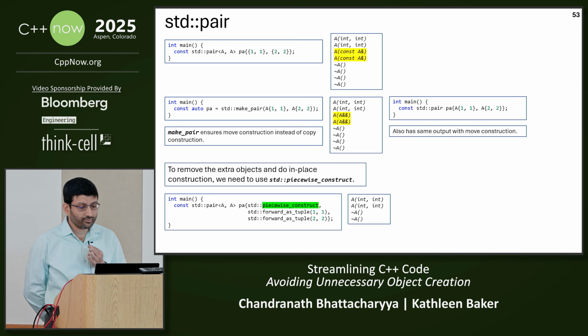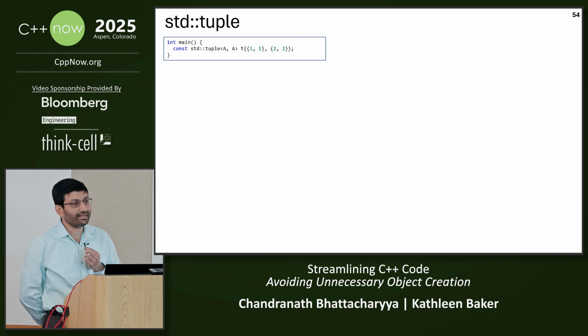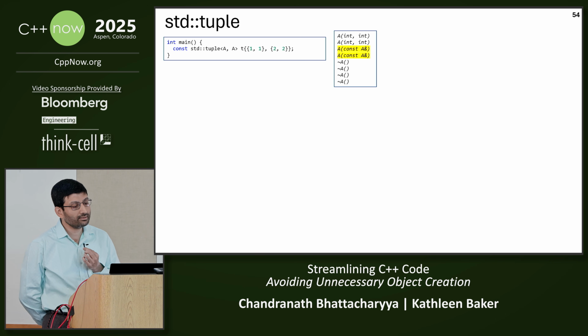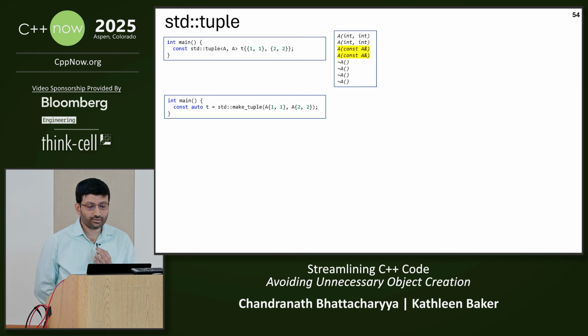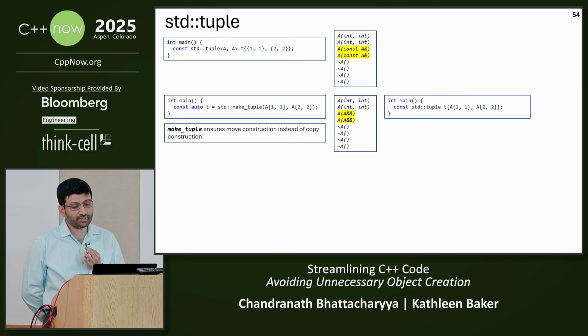Okay, next type, similar to pair, tuple. We create a tuple of a type A and A in the same manner as pair, and we get the same result. Copies are being made. Use make_tuple to convert the copies into move. You can use the CTAD version also, does the same thing.